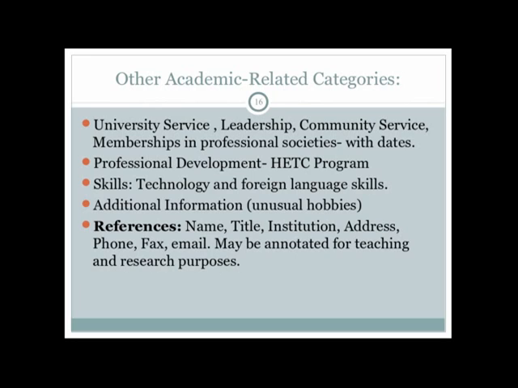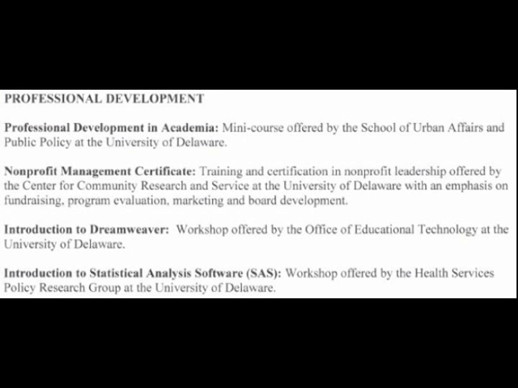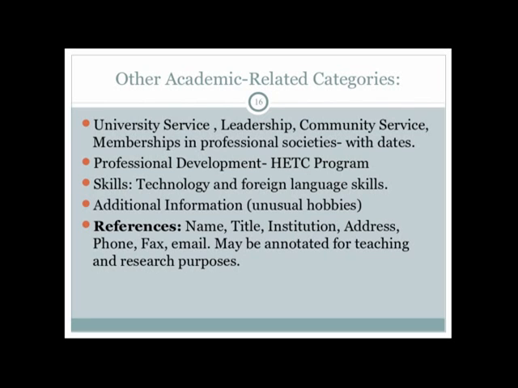You also want to have a section on professional development. Professional development involves things that you do to enhance your skill set. The HETC program, the Higher Education Teaching Certification Program at the University of Delaware, is a prime example of the kind of professional enhancement, professional development you might do. There are also workshops that you take from time to time that make you a better professor, make you a better teacher, make you a better researcher, and those belong in that category. There's a skills section usually, and this pertains to your technology and foreign language skills, but there could be other ones as well.